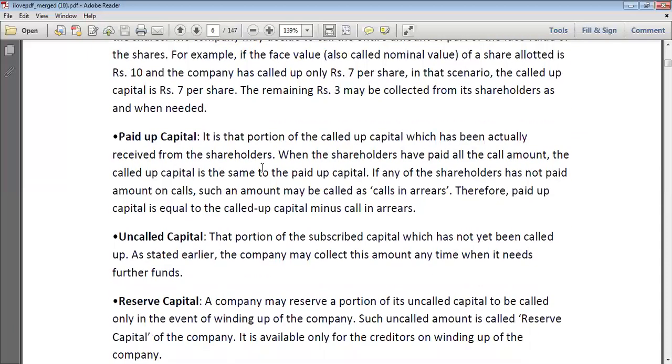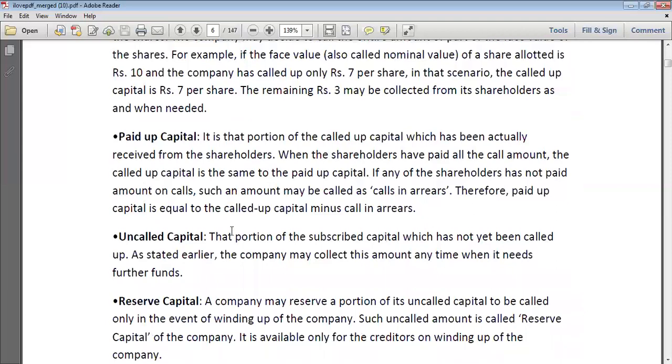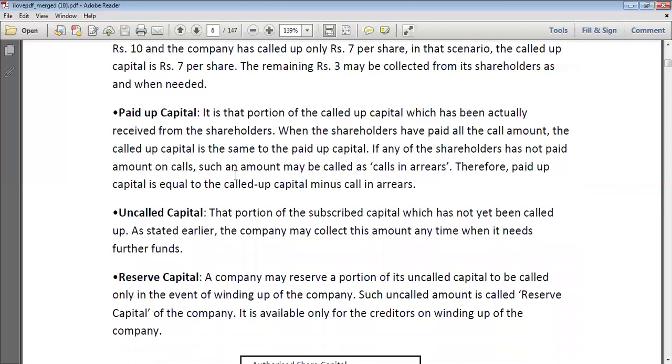Okay, now let's talk about paid up capital. Paid up capital is that portion of called up capital which the shareholders have actually paid. It is the part of called up capital which has been actually received by the company from the shareholders. When shareholders have paid all the call amount, the called up capital is the same as paid up capital. When the company calls an amount on capital, that portion of the called up money which is actually paid by the shareholders will be known as paid up capital. And that part of called money which is not paid by the shareholders will be known as calls in arrears.